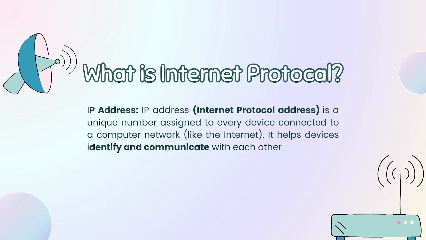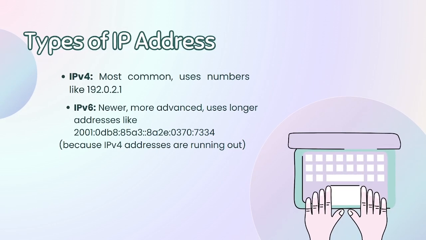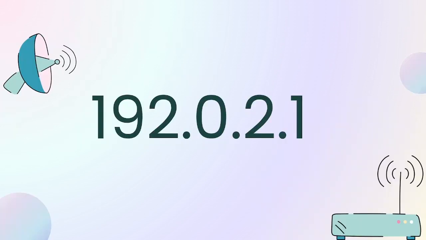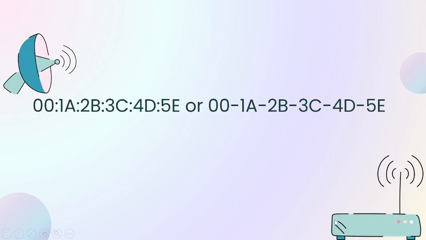What is an IP address? An IP address is a unique number assigned to every device connected to a network. It helps devices identify and communicate with each other. Types of IP address. The types of IP address are IPv4, which is the most common and uses numbers like this one. Number 2 is IPv6, which is newer and more advanced. It uses long addresses like this one because IPv4 addresses are running out.